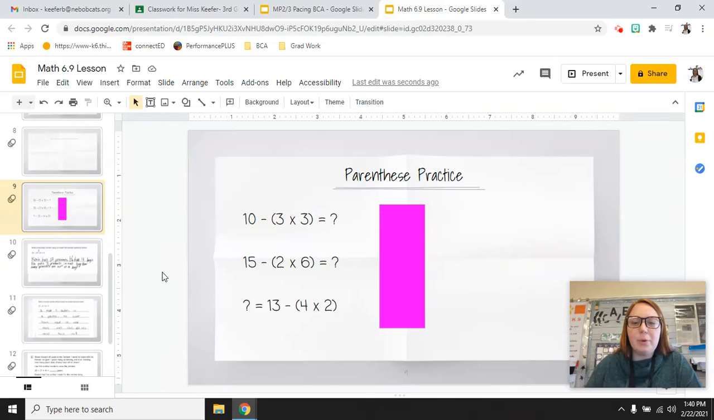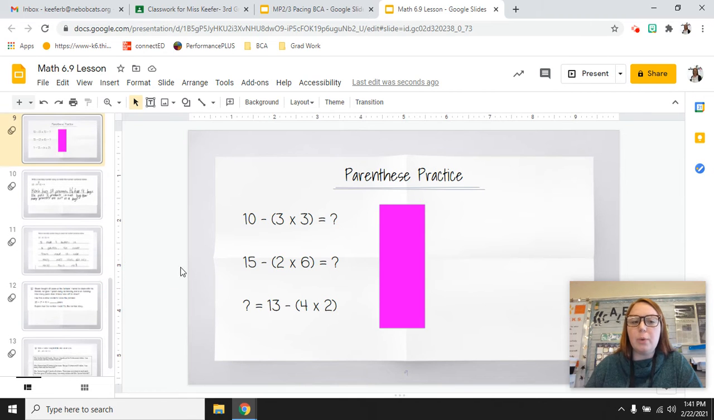Hey, third grade, this is your lesson for 6.9 day 2. This one is going to be a little bit shorter. From yesterday, I want you to have your number story with you. They're going to be completely different than what I show you, but it's just so that you can compare yours to the ones I'm showing you today.